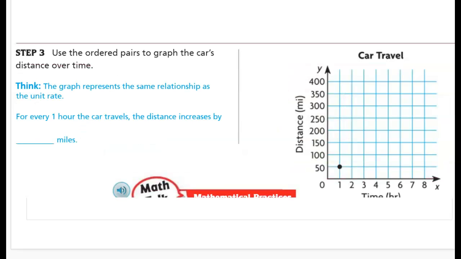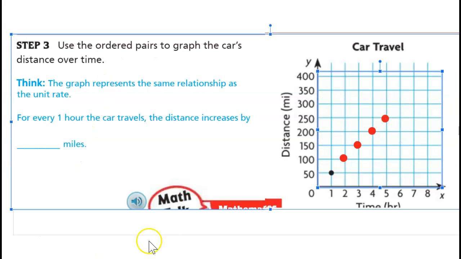And now the next step would be to use the ordered pairs to graph the car's distance over time. Pause the video and fill in the graph. The coordinate plane presents the same relationship as the unit rate. So 50 miles per hour, 100 miles in 2 hours, 150 miles in 3 hours, etc., etc.